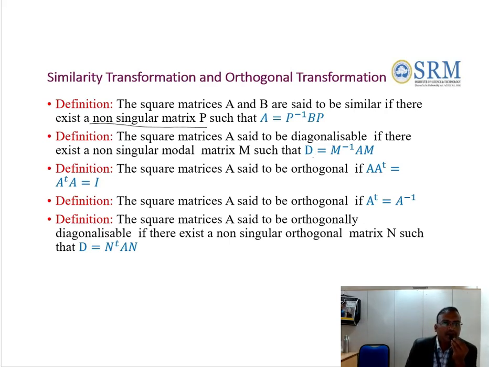Then the third definition: the square matrix A is said to be an orthogonal matrix if A into A transpose, which is equal to A transpose into A, which is equal to the identity matrix I. Next definition, a square matrix A is said to be orthogonal if A transpose equal to A inverse. Next definition, a square matrix A is said to be orthogonally diagonalizable if there exists a non-singular orthogonal matrix capital N such that D equal to N transpose A N. Okay, these are all some basic definitions.